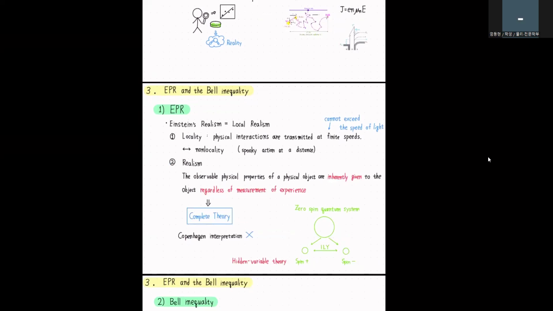So Einstein's realism is actually what's called local realism, which means that physical interactions are transmitted at finite speeds. Basically, we cannot have non-local, we cannot have global phenomena, i.e. spooky action at a distance, in which information is transmitted instantly. And so it denies the possibility of correlated effects that happen faster than the speed of light.